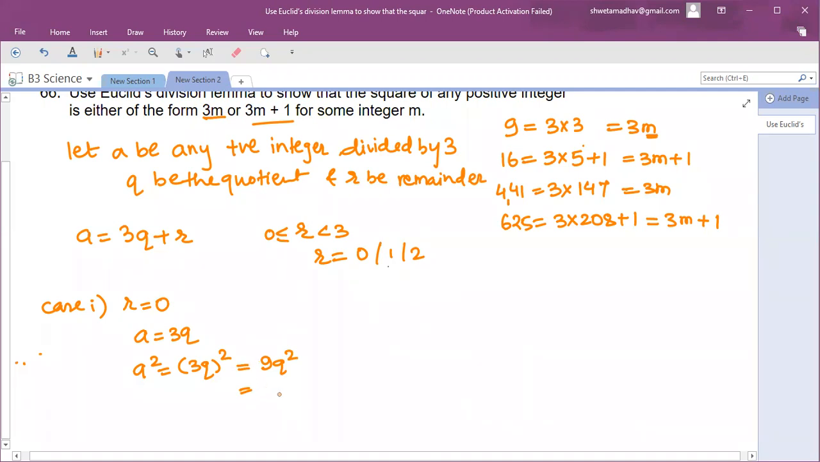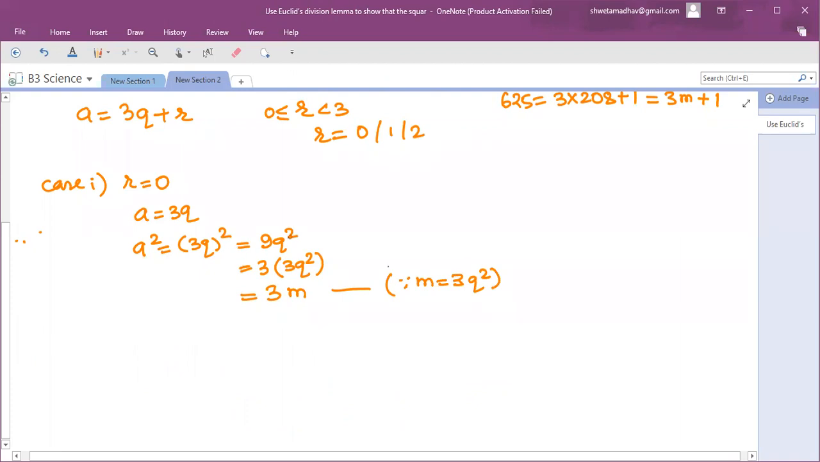So can we take 3 common? So what is left out? 3q square is left out. So can we write this as 3 into any quotient m, where m is 3q square? Can we write it this way? Yes, we got a square as 9q square.